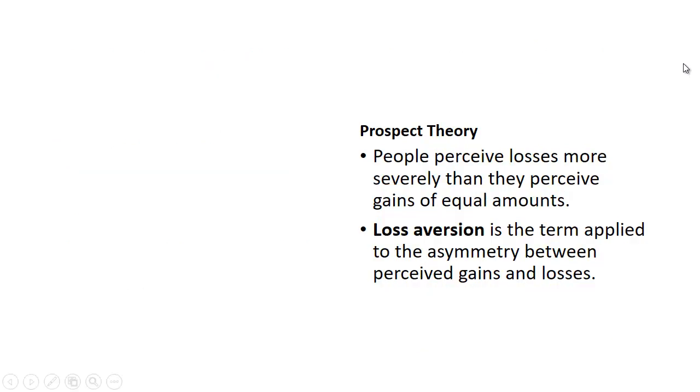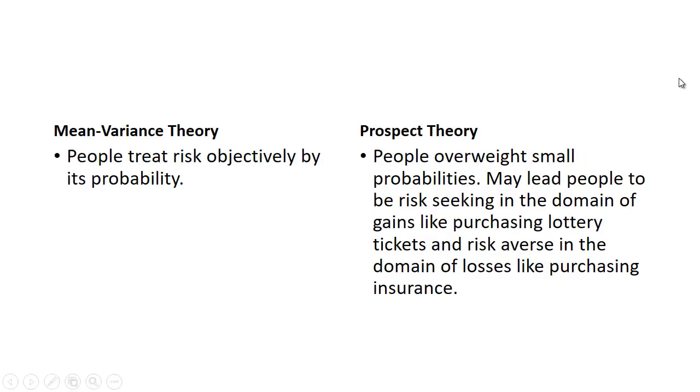In prospect theory, people perceive losses more severely than they perceive gains of equal amounts. So there's this asymmetry, which they refer to as loss aversion. That is, gaining $20 doesn't give you as much satisfaction as the dissatisfaction you get from losing $20. So they're not symmetric in the gains and the losses.